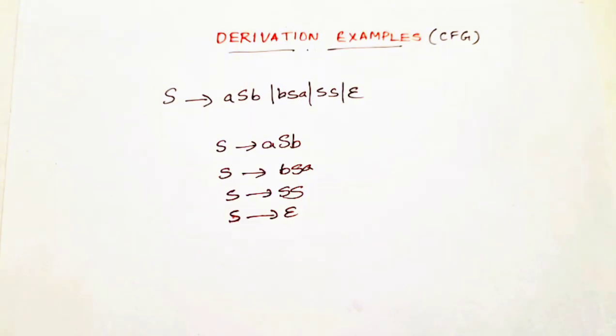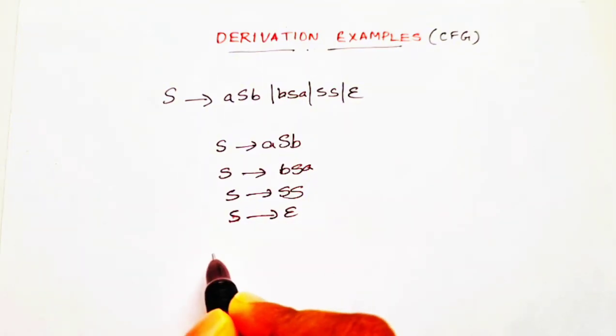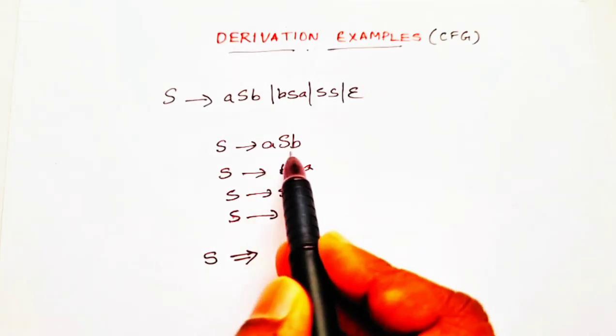Now, if you want to derive any string, previously we have taken ABAB. How to take that string? So many of you may have that doubt. Instead of ABAB, we shall derive some other string by starting from the start symbol randomly. Okay, let us take the first one.